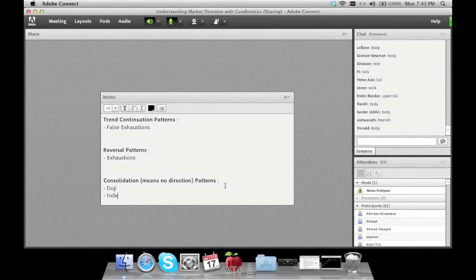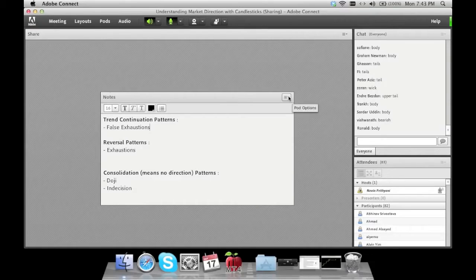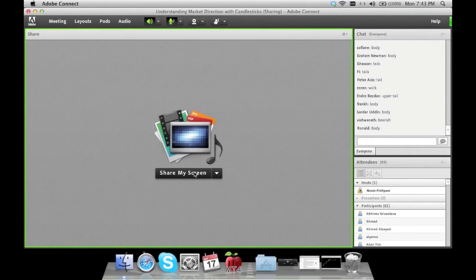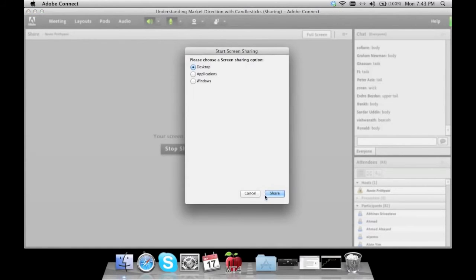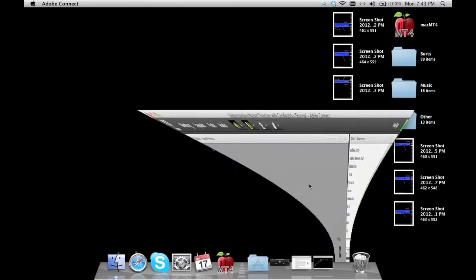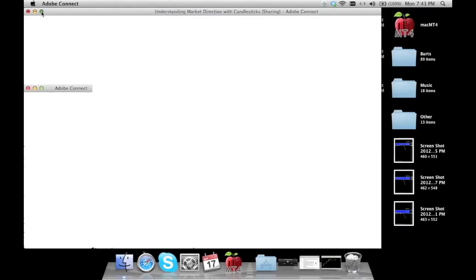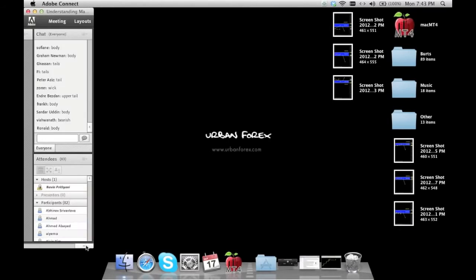Am I spelling this wrong? Okay, indecision. So we'll get into these. I'm going to put this on the side, and let's get back to the screen sharing. At any point if my screen freezes, do let me know.